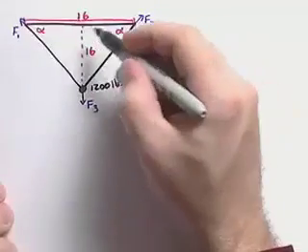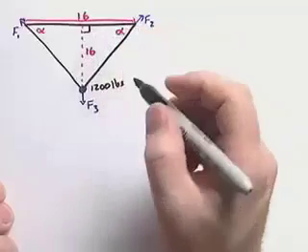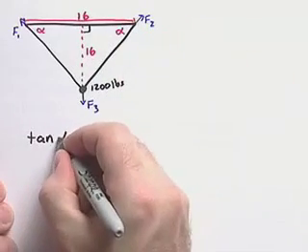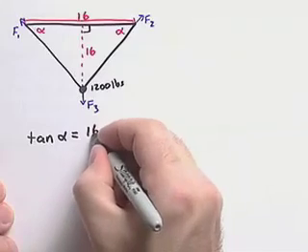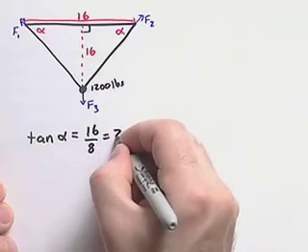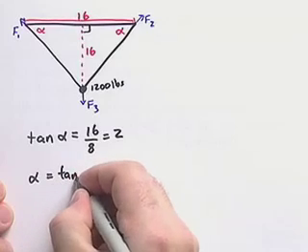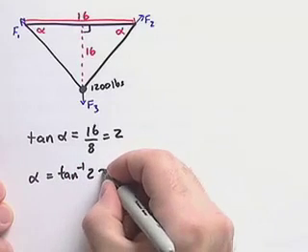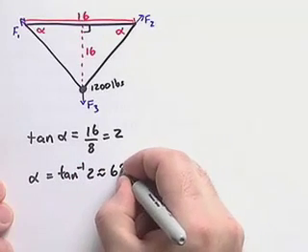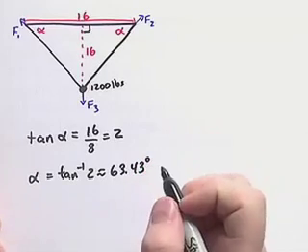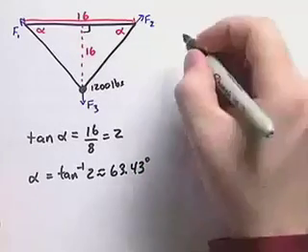We're going to use this right triangle that we've sketched here to conclude that the tangent of alpha is equal to 16 over 8, which is equal to 2. And so alpha is equal to the tangent inverse of 2, which is approximately 63.43 degrees.